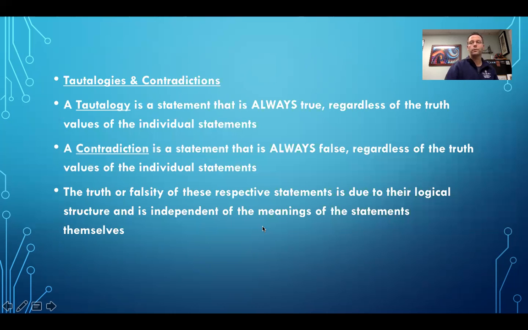Existential and universal quantifiers. All right, we're getting there. A couple more definitions. This is just kind of a grinded out lesson, but it's important stuff. You got to get all this stuff in your head. A tautology is a statement that's always true, no matter what. A contradiction is a statement that's always false, no matter what.